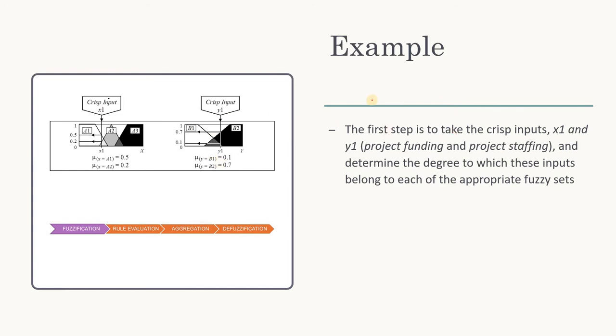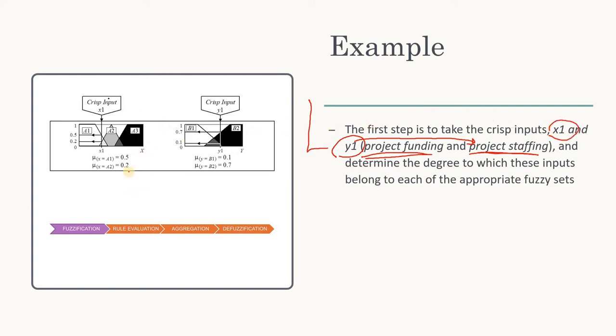So the example here: the first step is the crisp input x1 and y1. Our x1 here is the project funding and our y1 here is the project staffing. Please don't get confused: y1 here does not represent the degree of membership, the y-axis. It actually represents the value of the second variable. So x1 represents the project funding, y1 represents the project staffing.